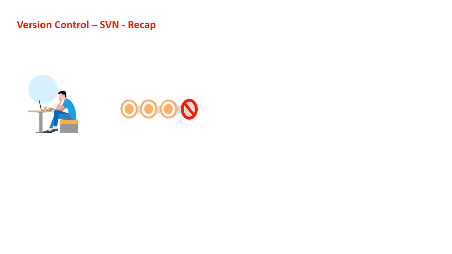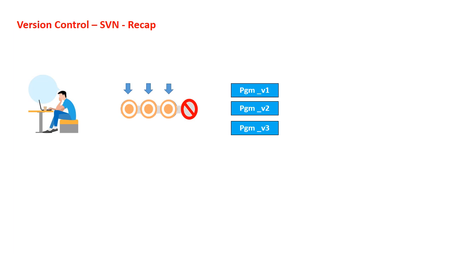Now, if you want to get back to the previous code or previous version, like version 3 or version 2, it is very difficult. Normally, to handle these kinds of scenarios, we store the file as program version 1, version 2, 3 and so on. This method is not efficient because it is time consuming and we won't know what we modified in that particular version. It is difficult to track.